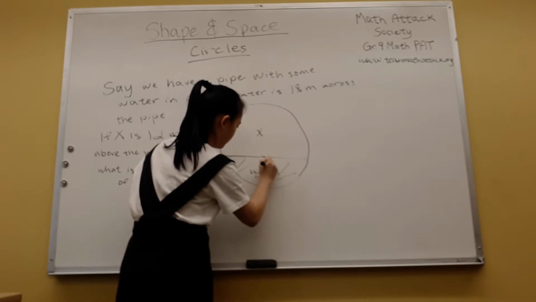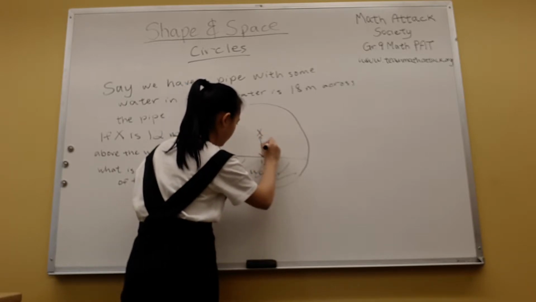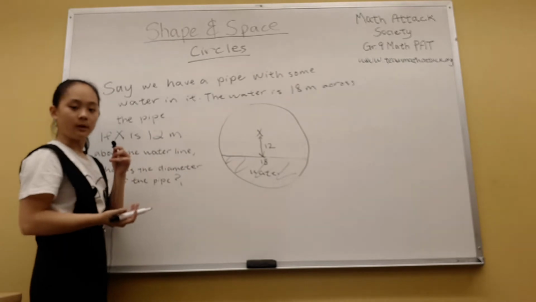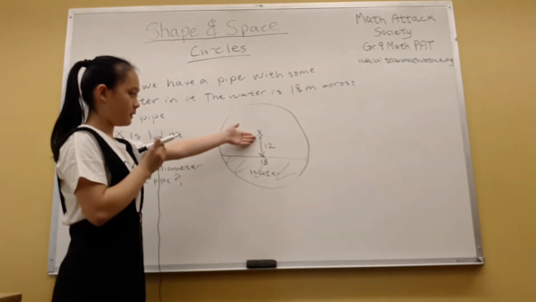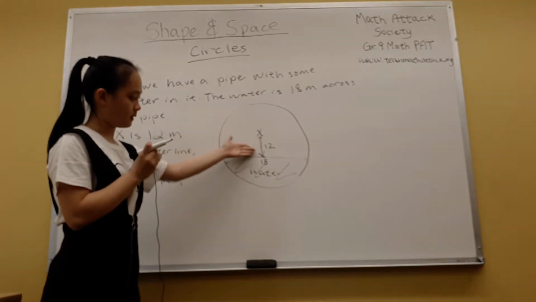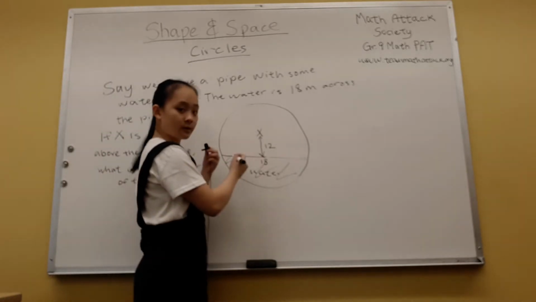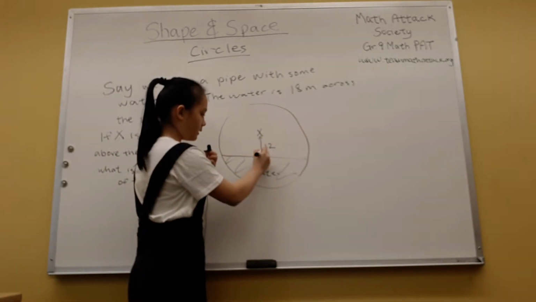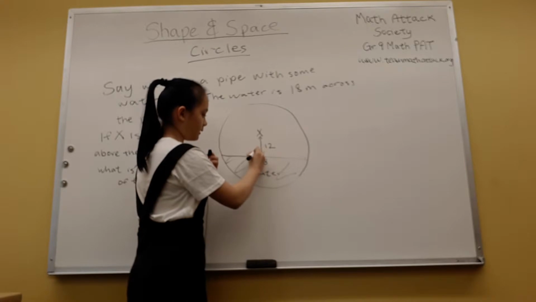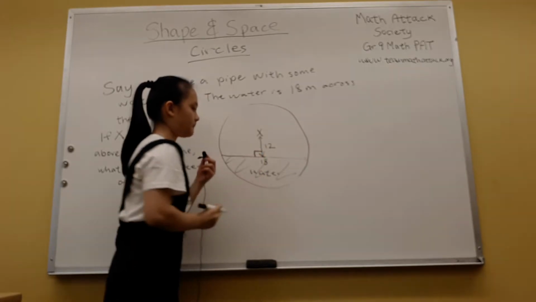We know this is 18 and this right here is 12. Since this 12 is how far the center of the pipe, x, is to the water, we know that the shortest distance that this could be would be 12. This also means that this angle right here is 90 degrees.